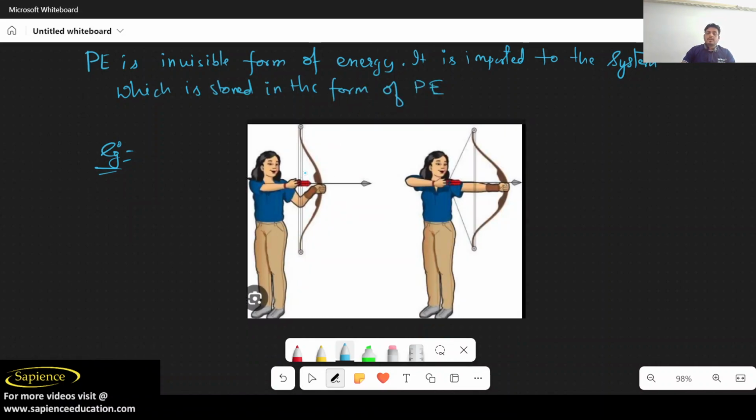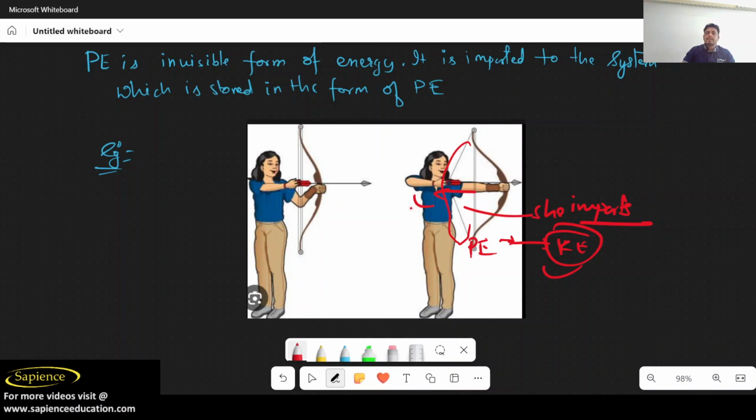See the girl with an arrow. When she stretches back, what happens? When she stretches back, she imparts energy, and that energy is stored in the form of potential energy. After a while, when she leaves, this potential energy gets converted into kinetic energy. Okay, so I hope you all have understood now.